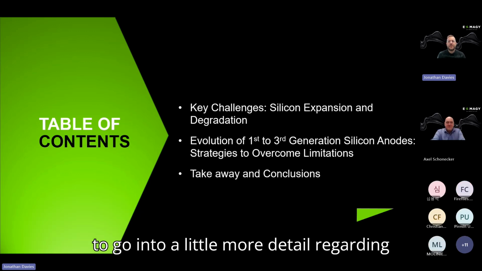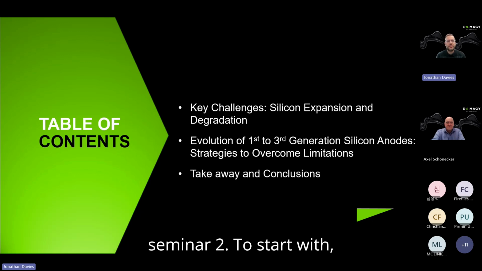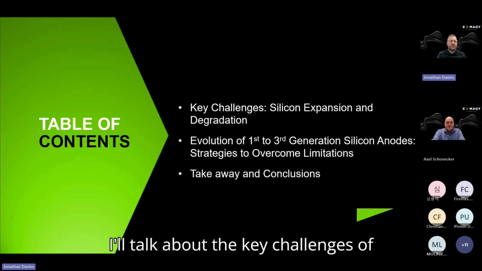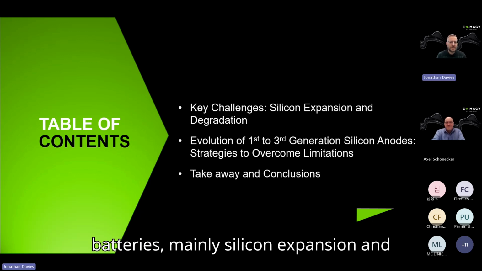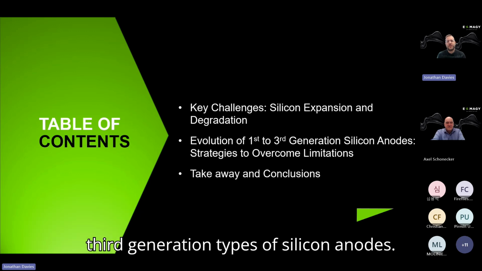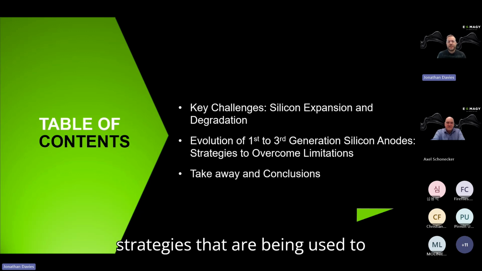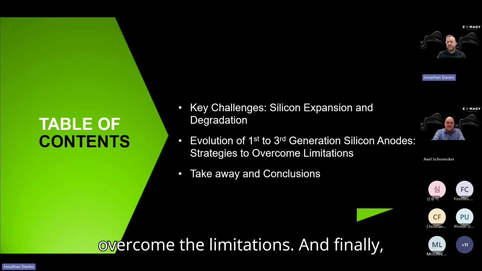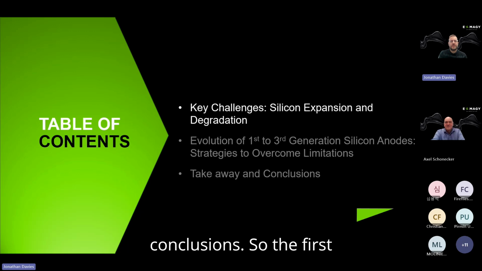So in this seminar, I'm going to go into a little more detail regarding some of the topics that were mentioned in seminar 2. To start with, I'll talk about the key challenges of using silicon as an anode in lithium-ion batteries, mainly silicon expansion and degradation. And secondly, I'll talk about the evolution from the first to third generation types of silicon anodes, and I'll explain what I mean by each of those generations and the different strategies that are being used to overcome the limitations. And finally, there'll be some takeaway and conclusions.